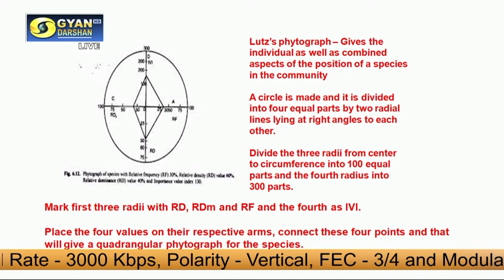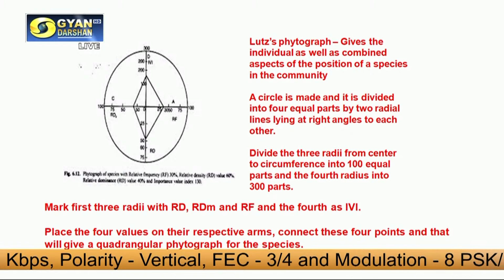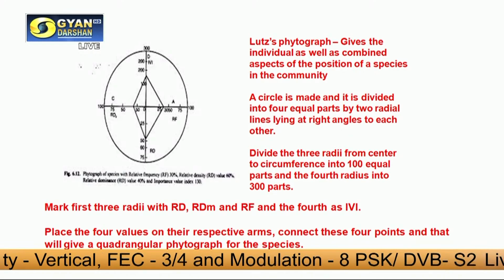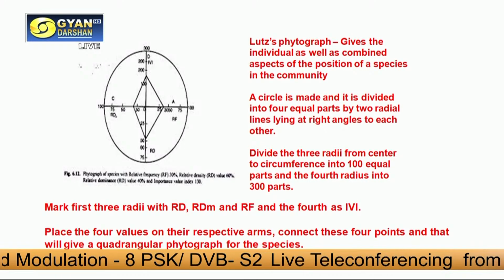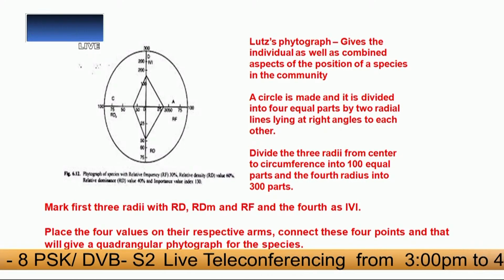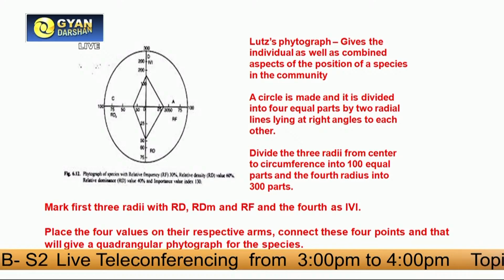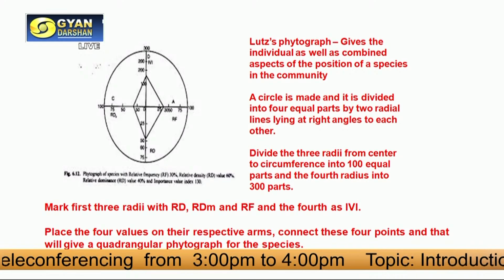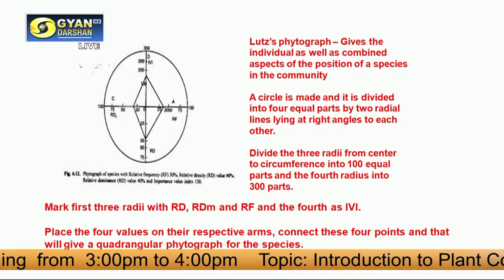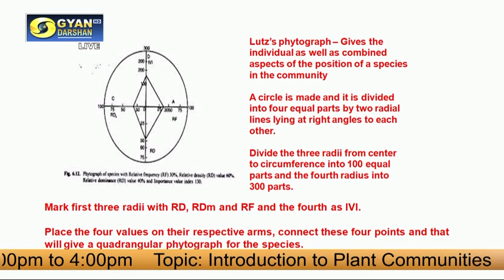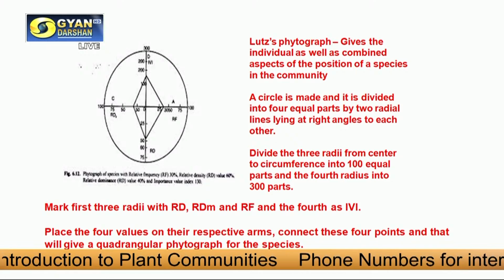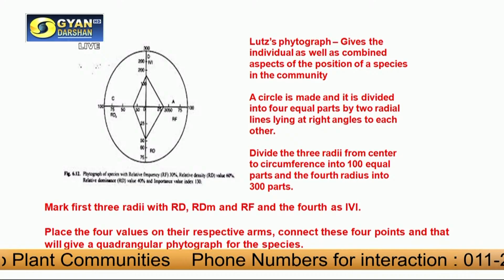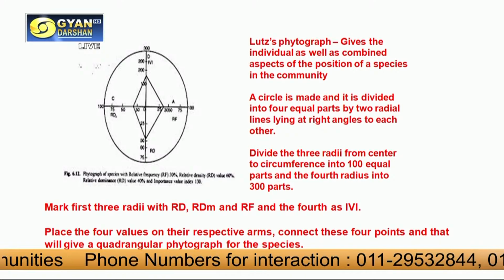Mark the first 3 radii with RD, RDM and RF. That means relative density, relative dominance and relative frequency. 4th will represent IVI, that is importance value index. So, this is how you actually see this photo or the diagram. So, you can get an idea about how a phytograph actually is represented. Okay.